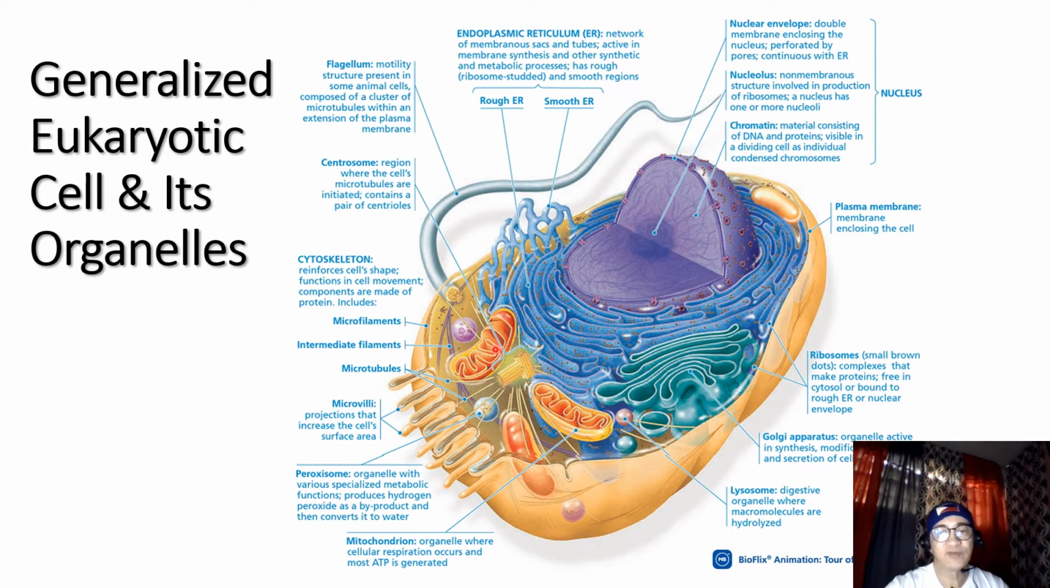Besides microtubules, the cell also possesses smaller strands of protein fibers like microfilaments and intermediate filaments. Collectively, these microtubules, microfilaments, and intermediate filaments form a network of crisscrossing fibers throughout the cytoplasm. We call this the cytoskeleton. The cytoskeleton supports the cell structure or the cell shape.